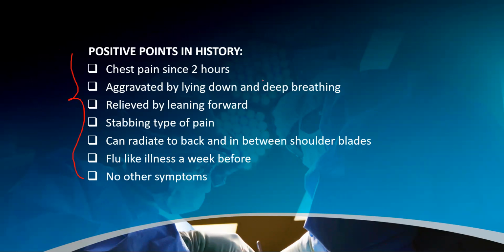The positive points in the history will be chest pain since 2 hours, aggravated by lying down and deep breathing. So you can find out if someone's chest pain gets worse with lying down and deep breathing and gets better with leaning forward, that's probably pericarditis. Stabbing kind of pain, sometimes radiating to the back and in between the shoulder blades. Not very common, but it can happen. Had a flu-like illness a week before. So this is a vital history. Apart from that, there is no other symptoms.